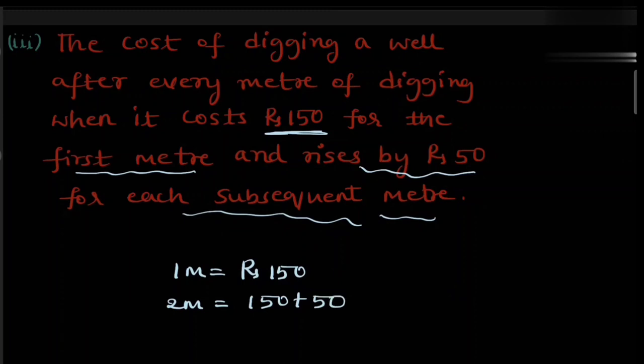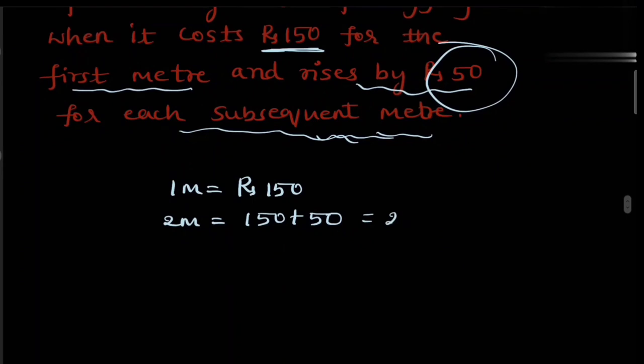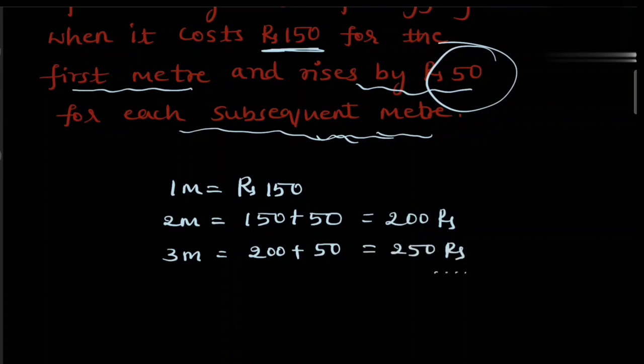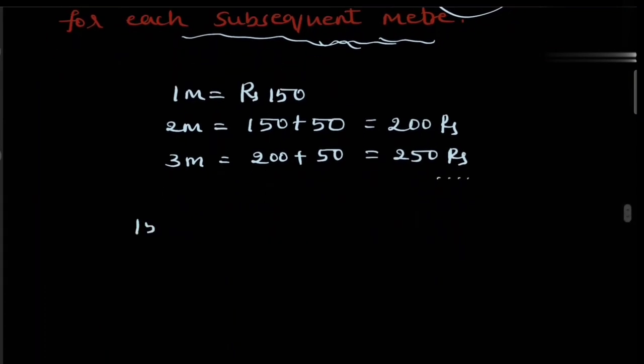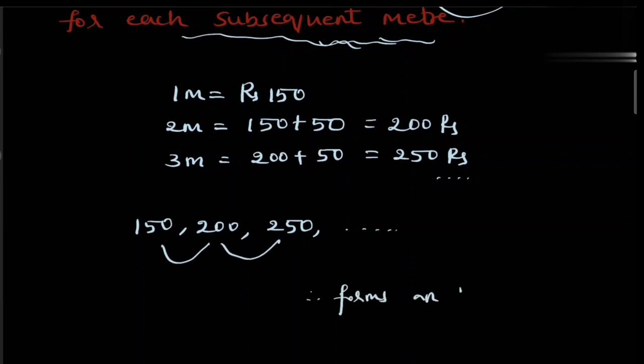That means there is an increase of 50 rupees for every additional meter. That is equal to 200 rupees. So for 3 meters, 200 plus 50, it becomes 250 rupees. And so on. We got a sequence 150, 200, 250, and so on. So this sequence forms an AP because the common difference between them is constant. Therefore, it forms an AP. So move on to the next problem.